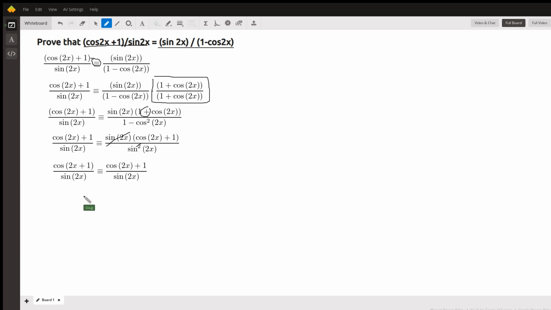Okay, so I have proven that this is a trigonometric identity. It's not just a trigonometric equation. It's true for all values of x for which the expressions are defined. So there you go, QED, that which was to be proved.